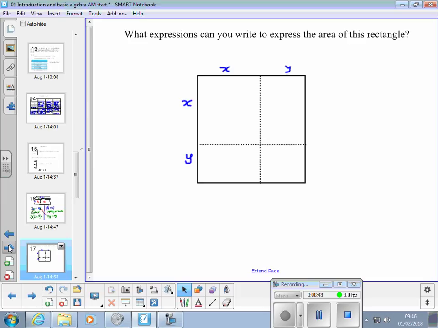Okay? What expressions could I write for expressing the area of that rectangle?